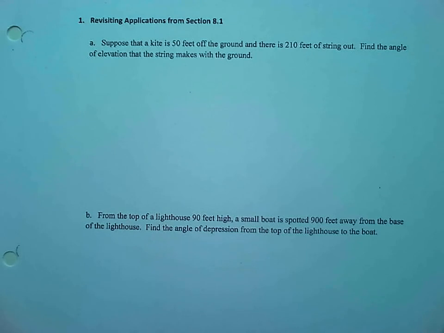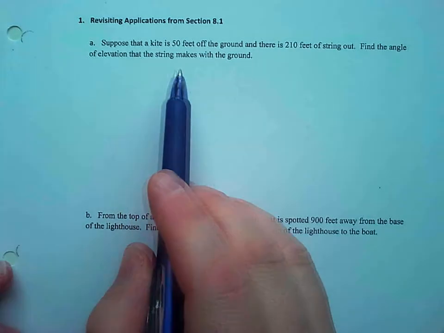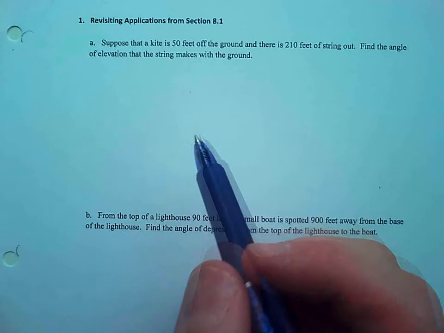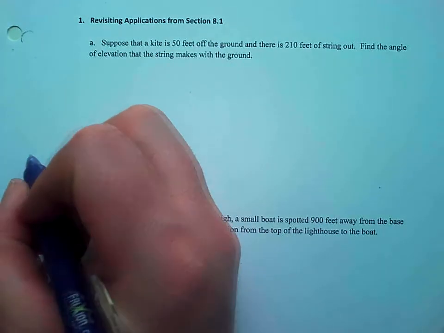Revisiting applications from section 8.1. It says, suppose that a kite is 50 feet off the ground and there is 210 feet of string out. Find the angle of elevation that the string makes with the ground.